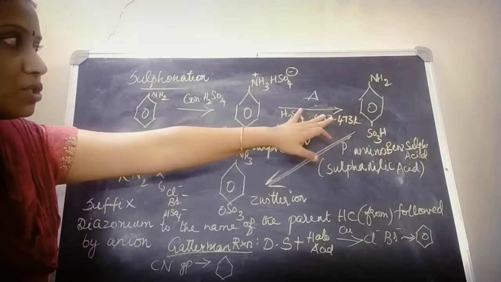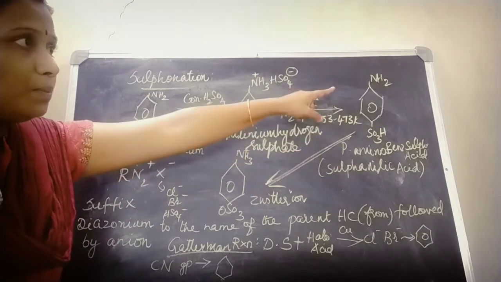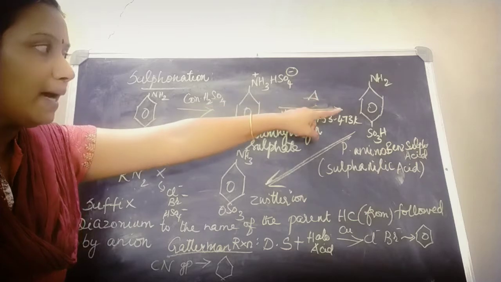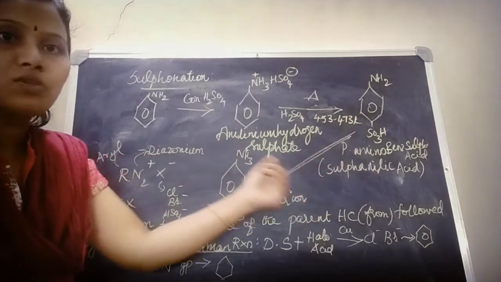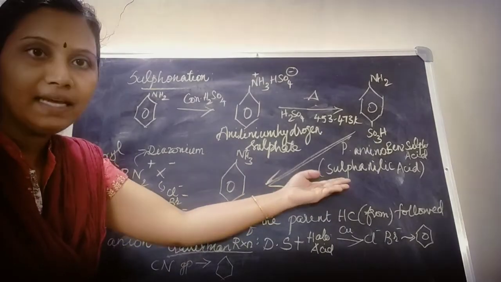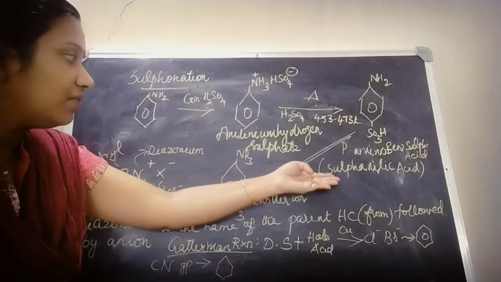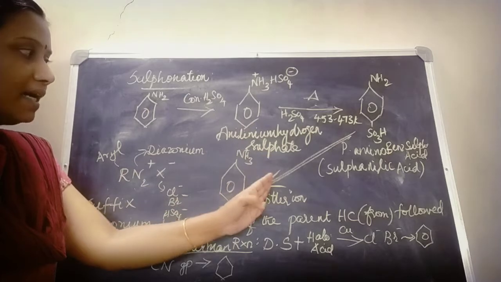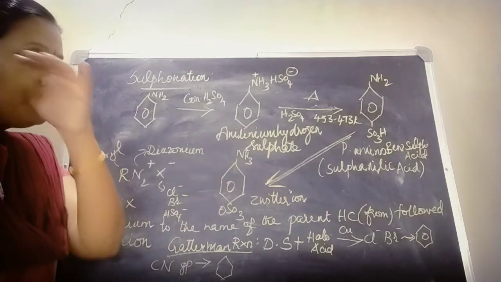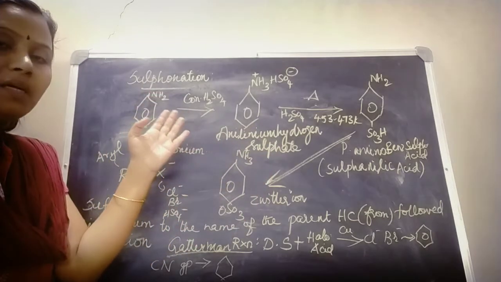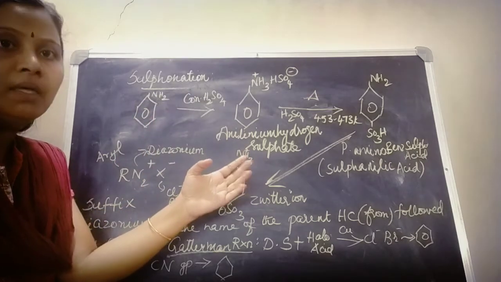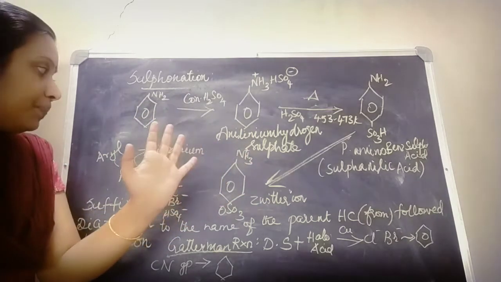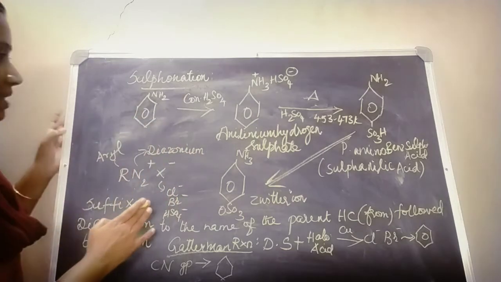Now look into the structure. In the para position you have the amino group. So para amino benzene sulfonic acid. This is commonly called sulfanilic acid. What is this commonly called? Sulfanilic acid. So this is the reaction of sulfonation. Okay. So what is the intermediate formed? Intermediate formed is anilinium hydrogen sulfate. What is the product formed? Product is sulfanilic acid. Now moving to the next step.